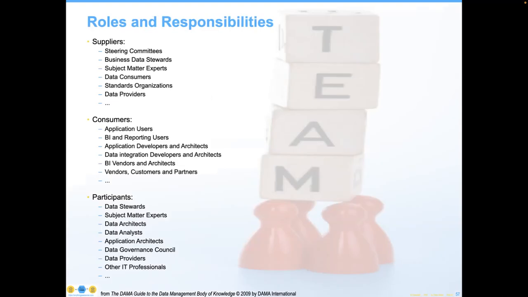Finally, we've got a lot of different roles and responsibilities that we want to have around this. From the human perspective, there will be suppliers of data, there will be consumers of data, there will be participants in the data governance process as we go through it. Again, use these as a checklist. Do I have enough? Have I categorized people right? What are the representations that I need to have in order to do this?